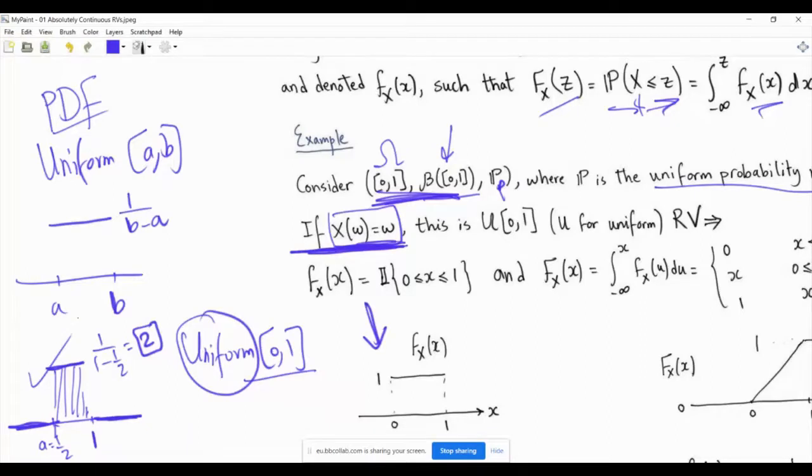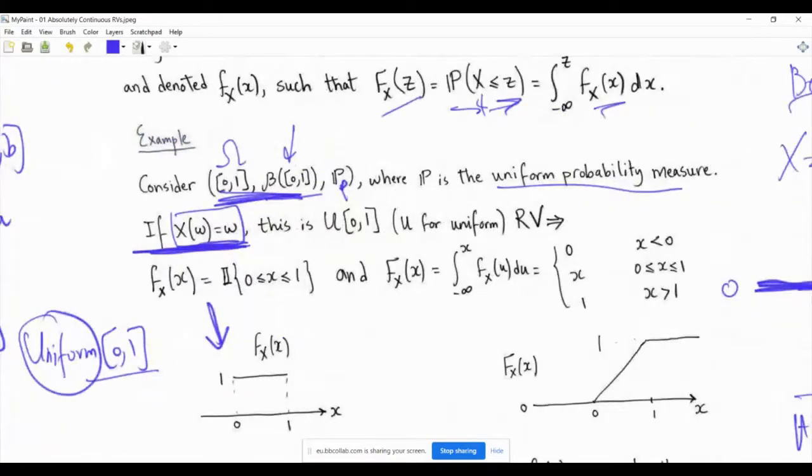So again, the PDF may have jumps, and because it is not actually a probability, it may exceed 1. But it's important that, of course, it is non-negative. This is non-negotiable, and its integral from minus infinity to infinity, so the area under the curve, if you want to say, is equal to 1. So this is the PDF of a uniform random variable, now defined from 0 to 1.